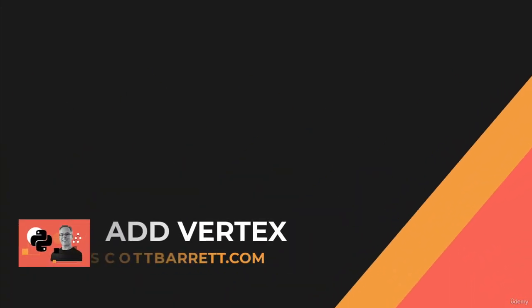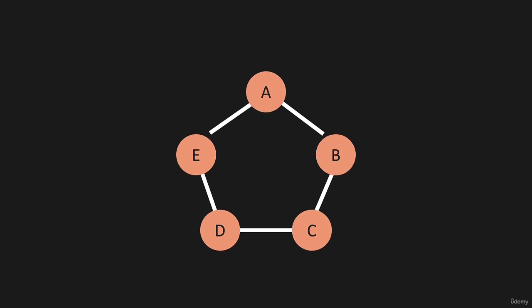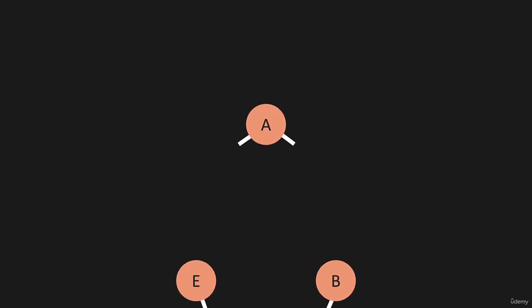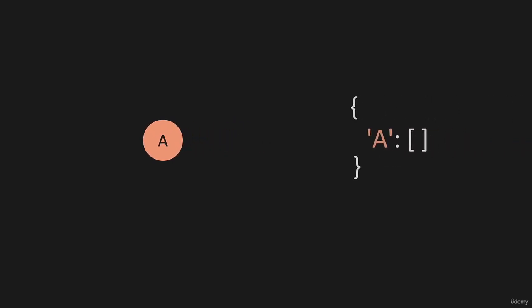Now let's create the add vertex method. And all we're creating here is this. In the next video, we'll create our add edge method, and then we'll be able to do things like this. But for now, this is all we're creating. So when we add the first vertex into the graph, it's going to look like this.